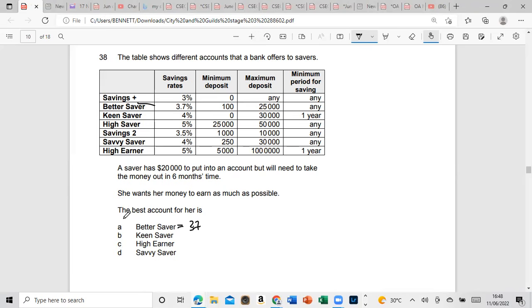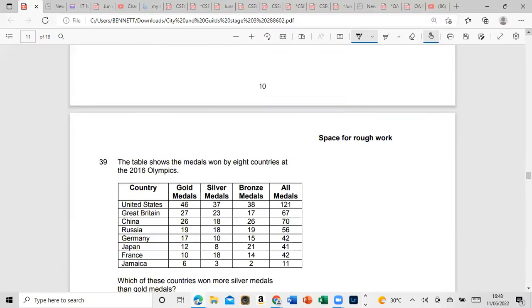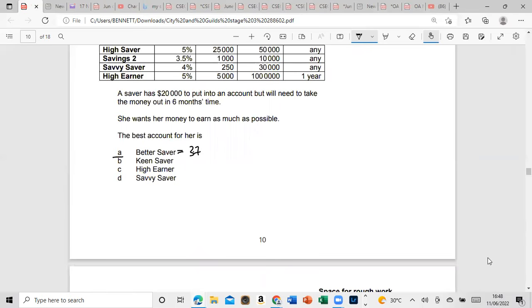It doesn't make sense to go any further. So the better saver, minimum deposit 100, period good. So she can do it for the 6 months. So I have to go no further with that one. Let me just go back up now. Alright, so we are at this.